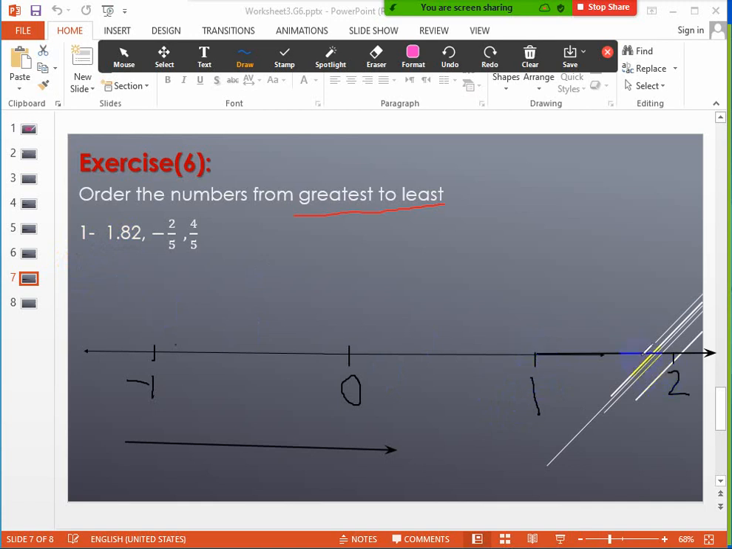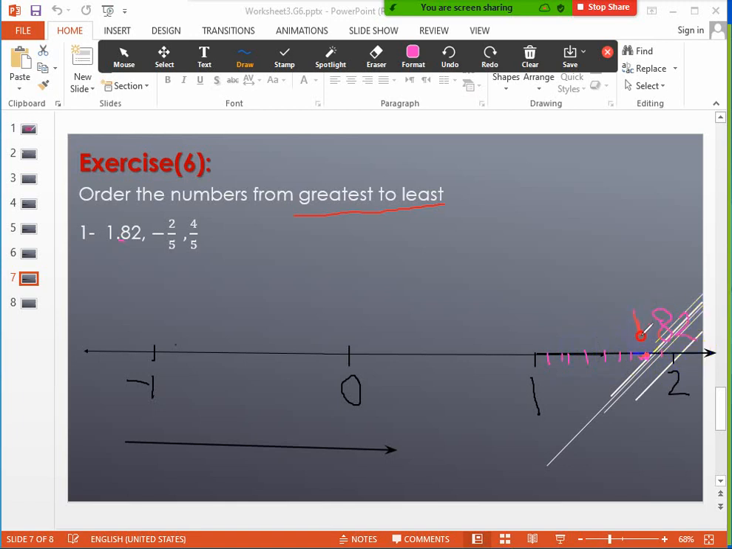1 and 2. Now, if I want to locate 1.82 between 1 and 2, I have to divide the distance into 10 equal parts, like this. Okay? And I have to move 8 parts. That means I have to count 8. 1, 2, 3, 4, 5, 6, 7, 8. This point is 1.82.